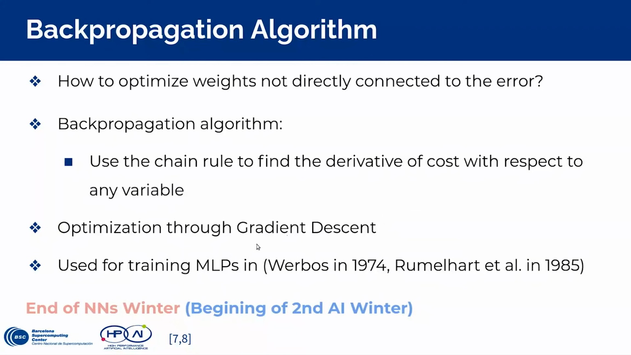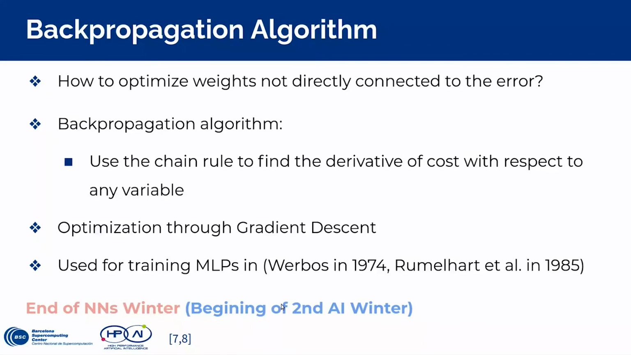This was discovered actually several times in history. The first recognized one was Werbos in '74, but the most popular one is Rumelhart and Hinton in 1985. So this ended the neural networks winter. After '85, this functionality was recognized and people started using artificial neural networks again, which was great.